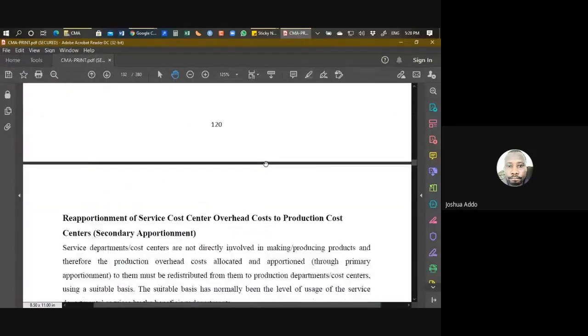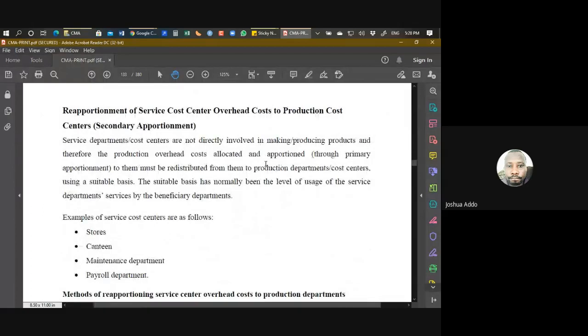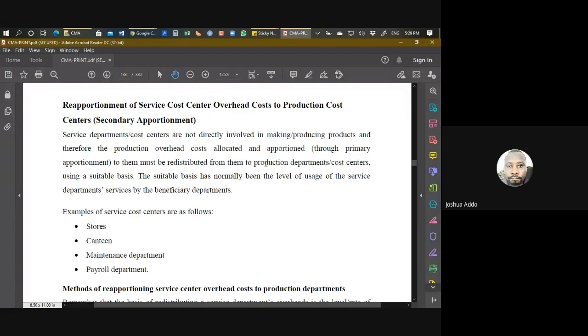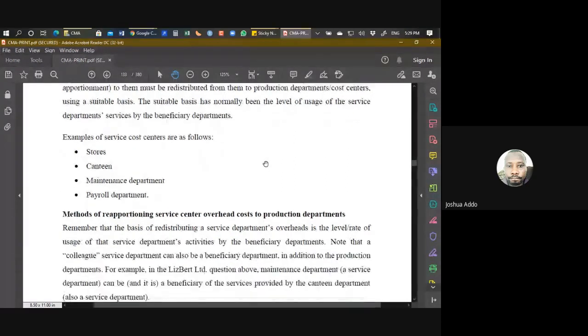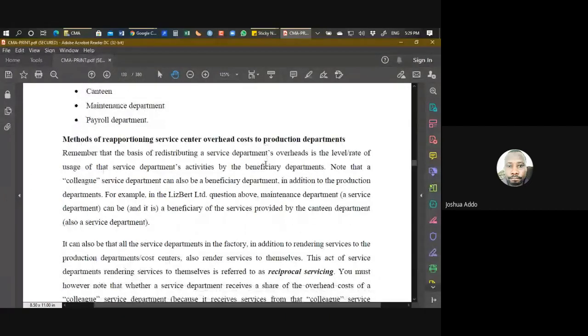So we are finished with allocation and primary apportionment. Now, reapportionment of service cost center overhead costs to production cost centers, also referred to as secondary apportionment. Like I told you, it's a similar fashion to what we have discussed already. The question will supply you with some information that you can pick as a basis for redistributing or reapportioning the service cost centers. So let's look at the various methods we have in doing that exercise.